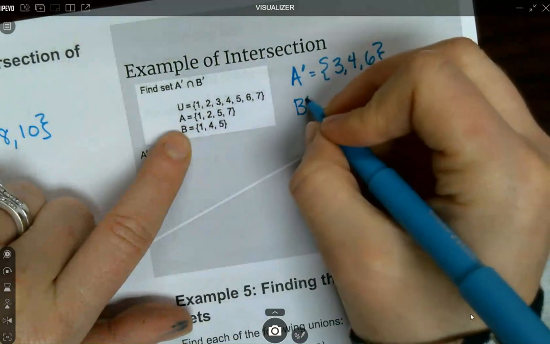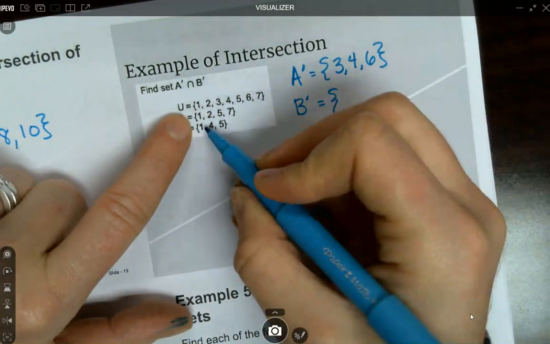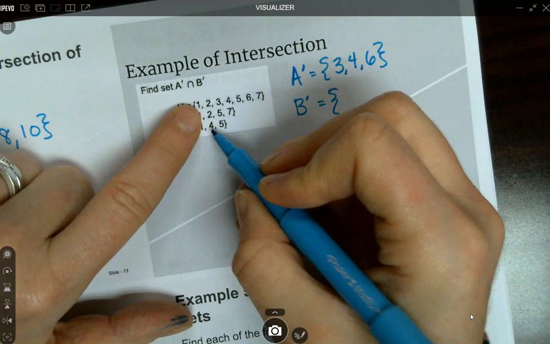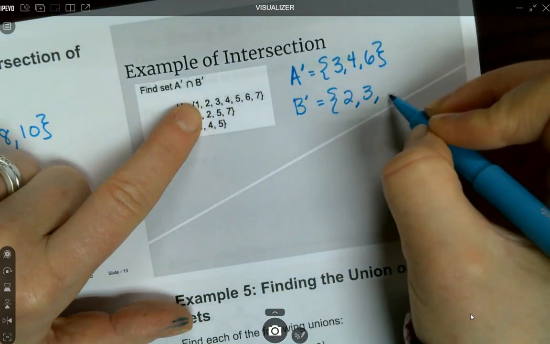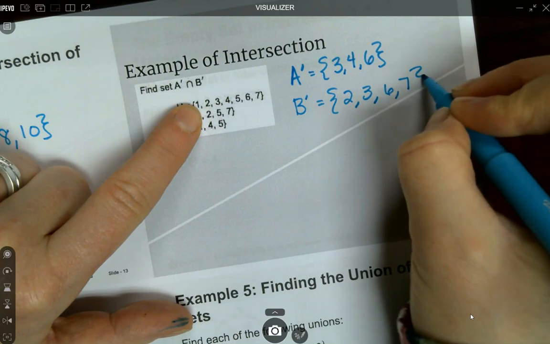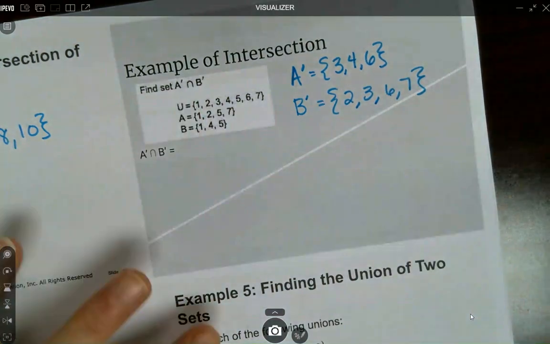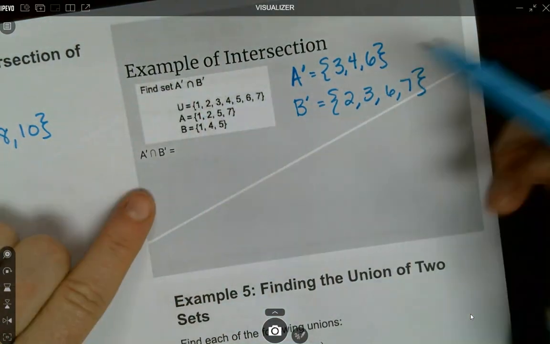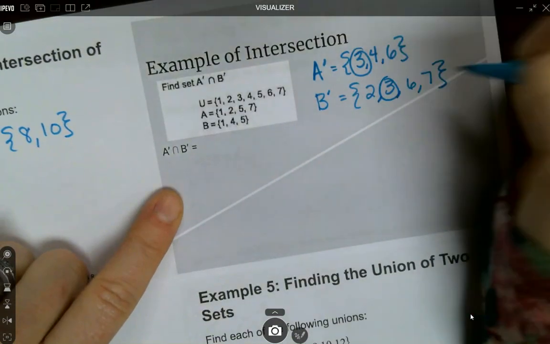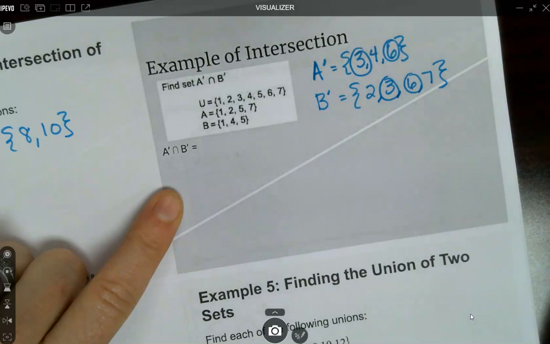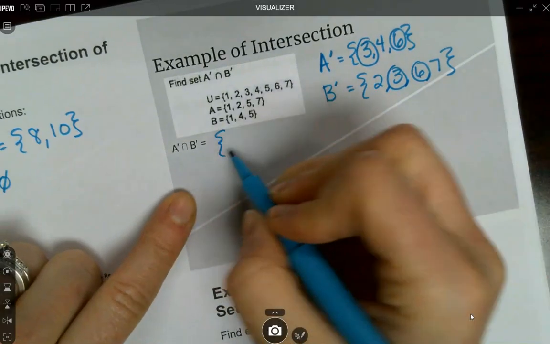Complement of B is going to be 1, 2, I'm including that, 3, I'm including that, 4, 5, 6, 7. So whenever we do the intersection of those two, we're going to find what's in common. 3 is in common and 6 is in common. Nothing else is in common.